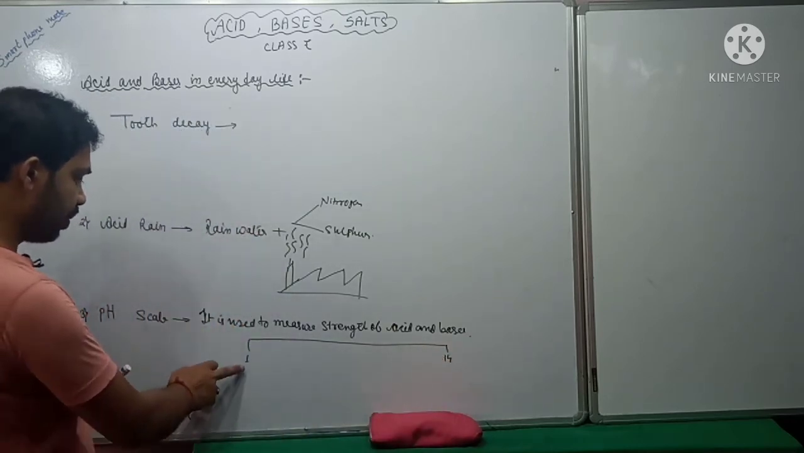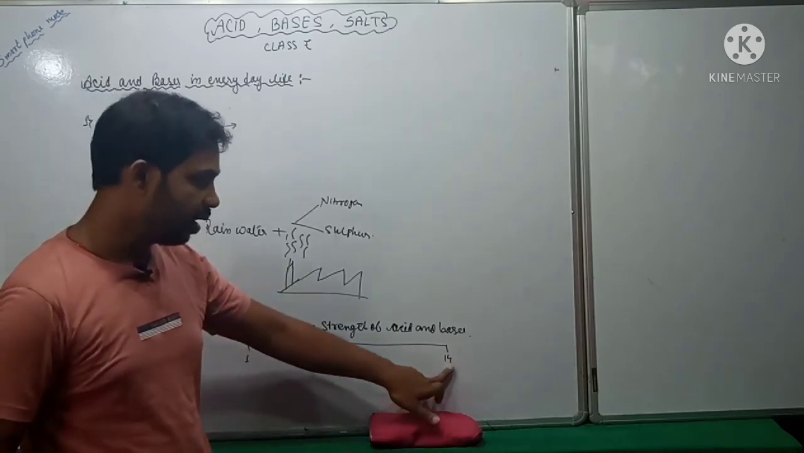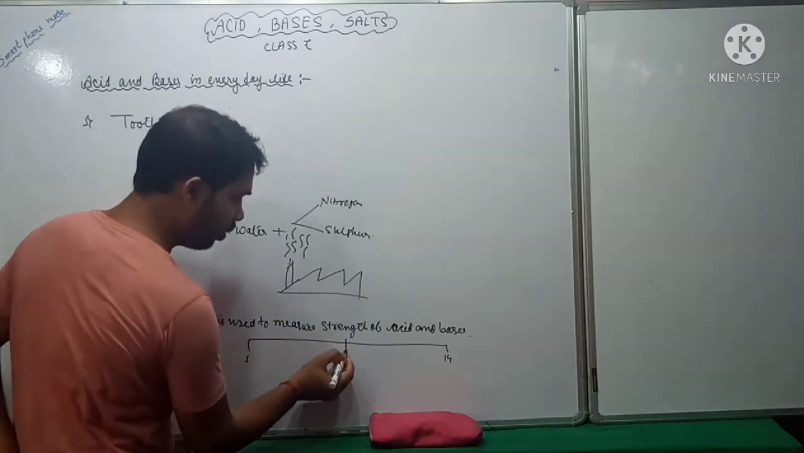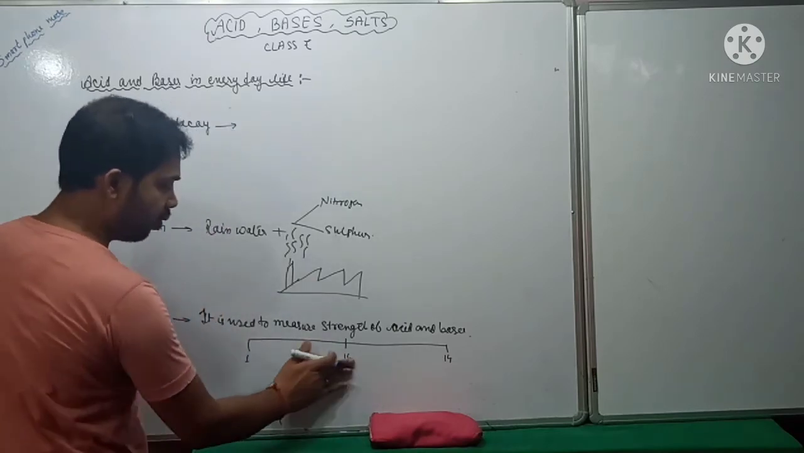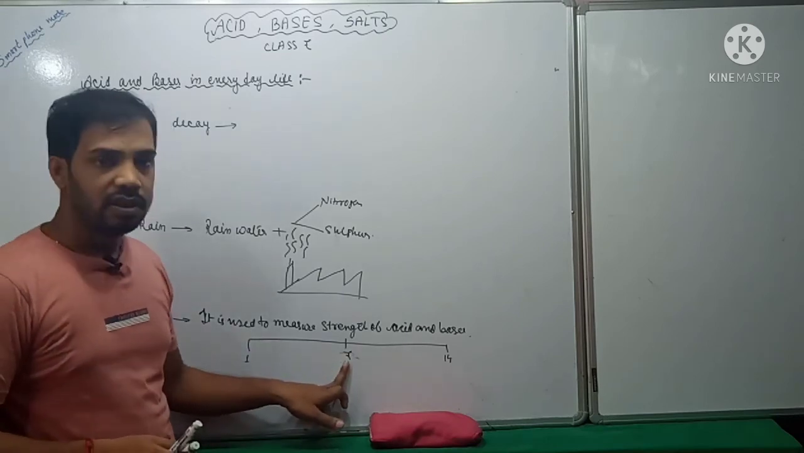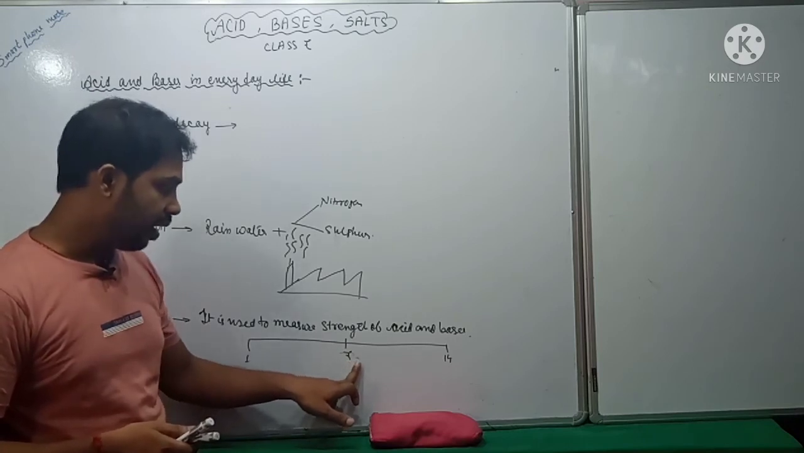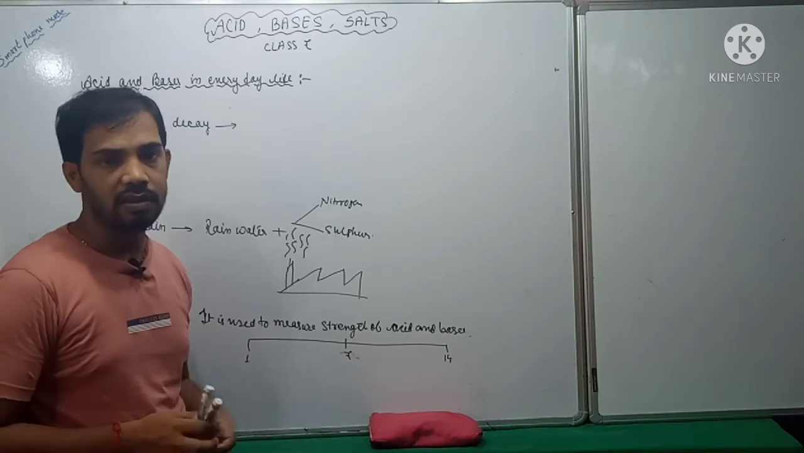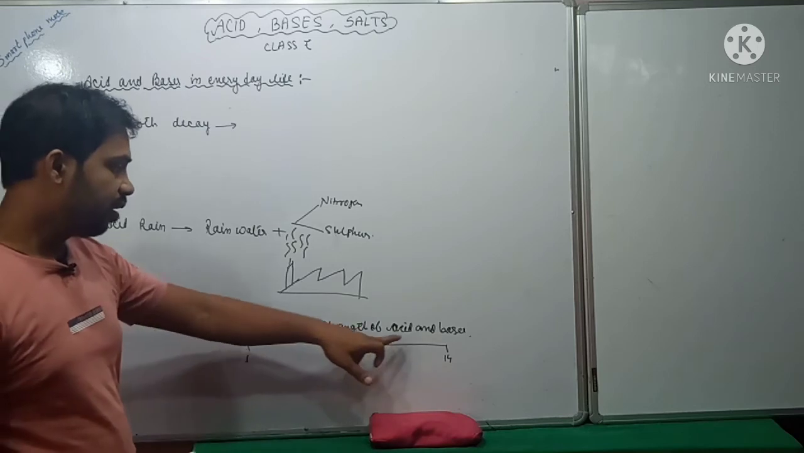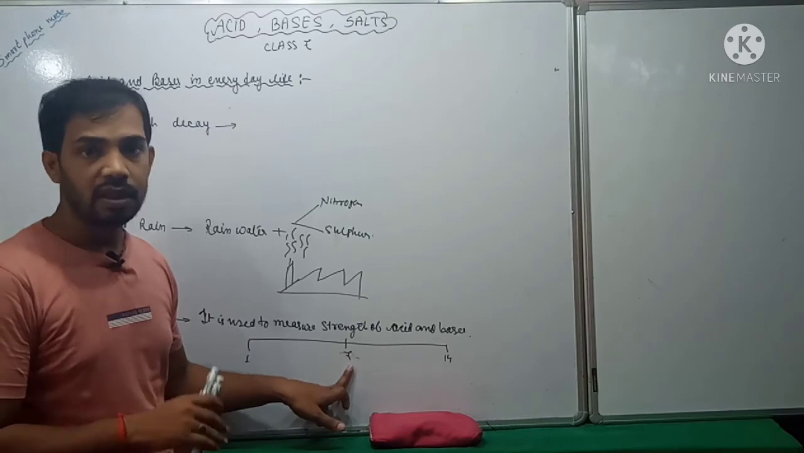If any substance has a pH of 1, it is a very strong acid, and if it has a pH of 14, it is considered a very strong base. A substance with a pH of 7 is considered neutral. You might have seen that the pH of water is neutral. So the pH scale measures the strength of acids and bases, it ranges from 1 to 14, and 7 is where it becomes neutral.